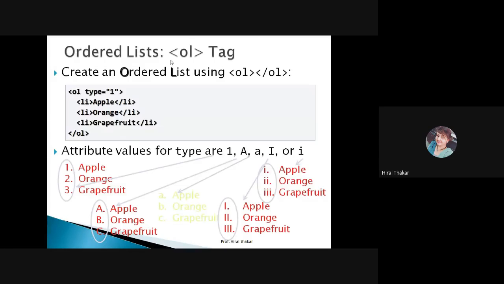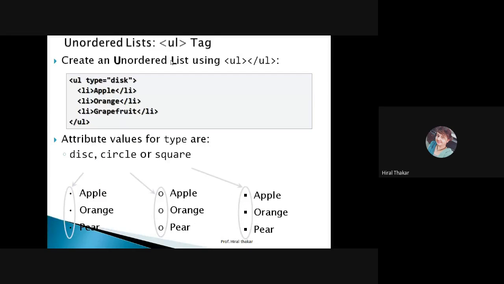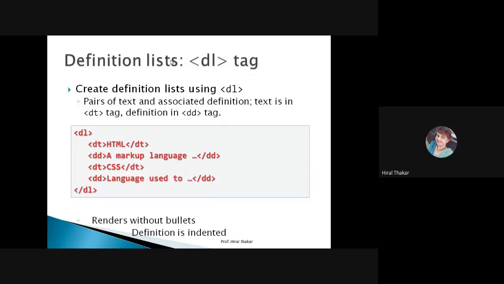Okay, now let's continue with our list. We have done two lists: ordered list, where some sequence will be there, and unordered list, where there is no sequence but there would be some list. The third type of list is DL, definition list. Now what is the meaning of it? You are creating a list, but in your list the items are not names.